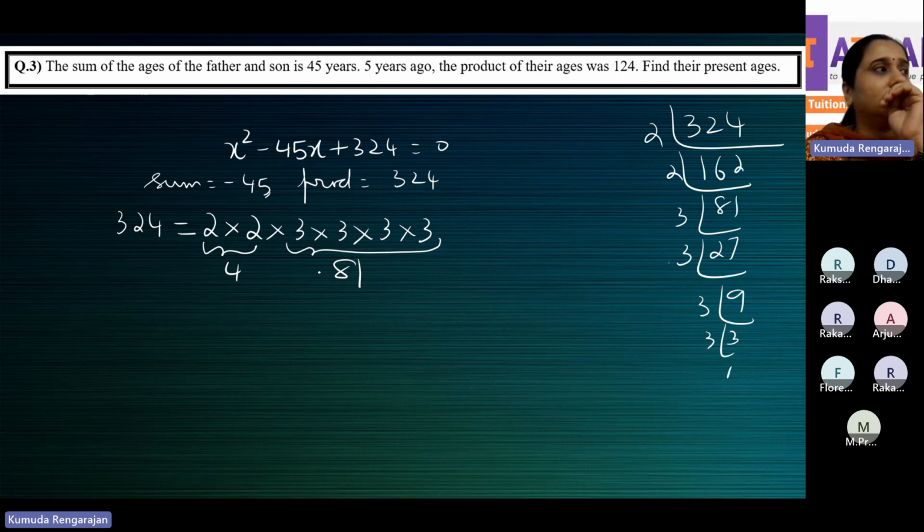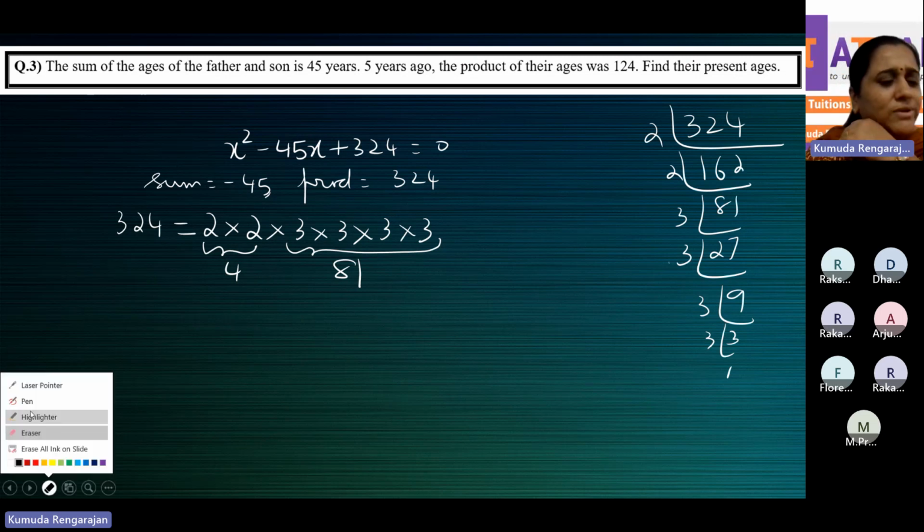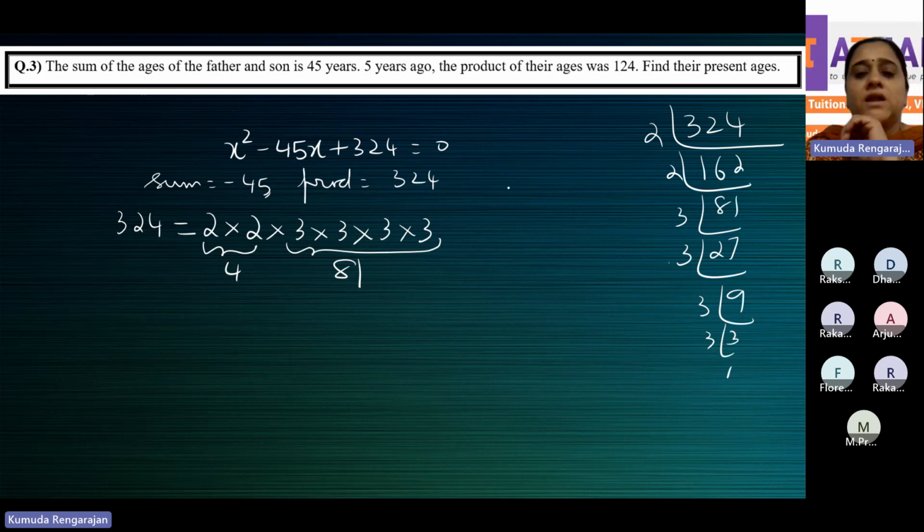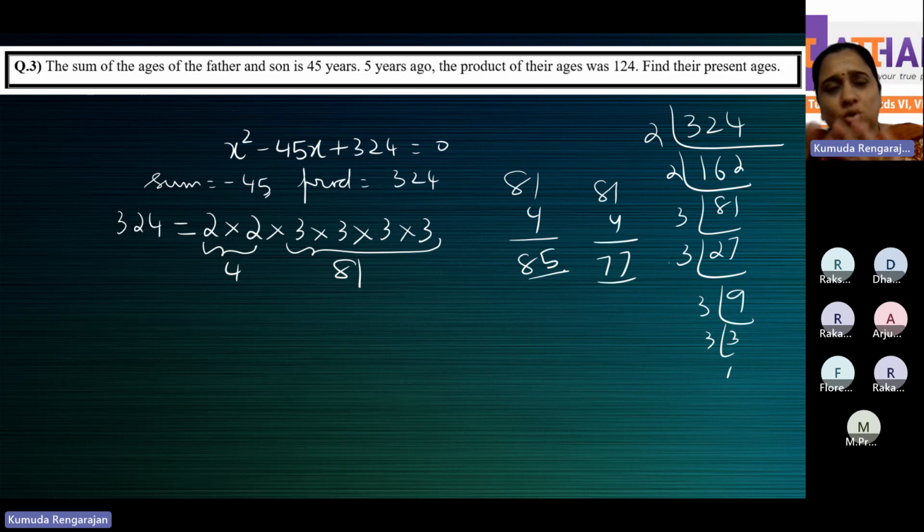You multiply however you want. There's no order. You simply use all the numbers and make 2 numbers. Now with 81 and 4, when you add, you will get 85. When you subtract, you will get 77. For now, don't take the signs. But what is the sum? 45. So this is not possible. 4 and 81 cannot be the numbers.